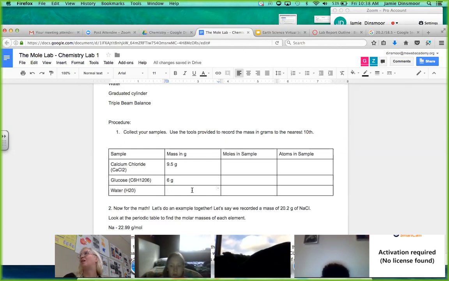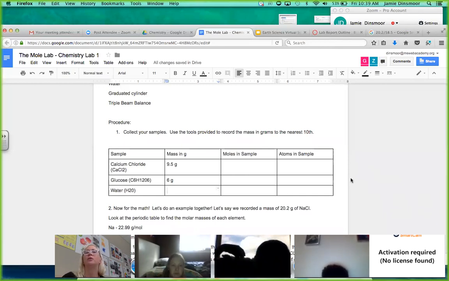Glucose maybe? Yeah, I think glucose too, because there's way more elements in it, right? We have 6 carbons, 12 hydrogens, and 6 oxygens. So yeah, the amount doesn't matter just because we're literally taking a sample and measuring it so we can see the mass so that we can find the moles and the atoms.